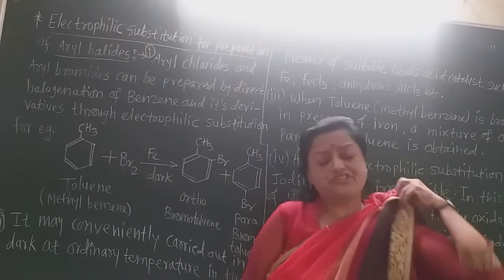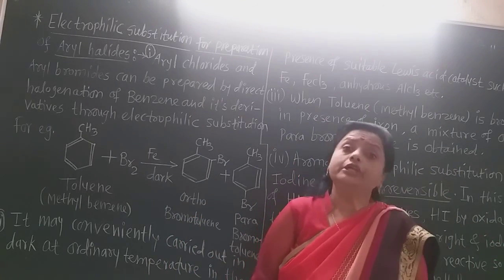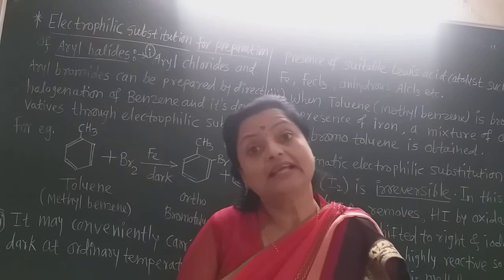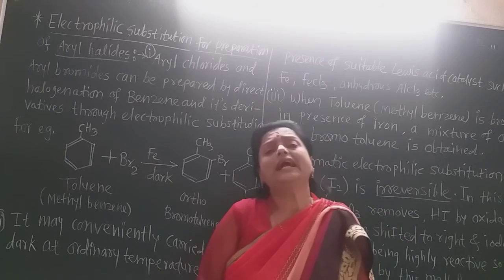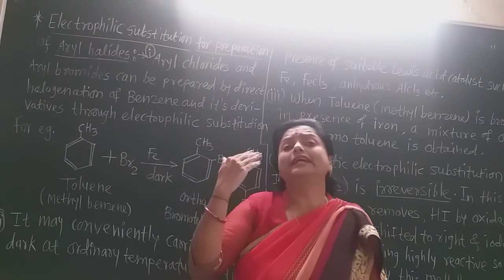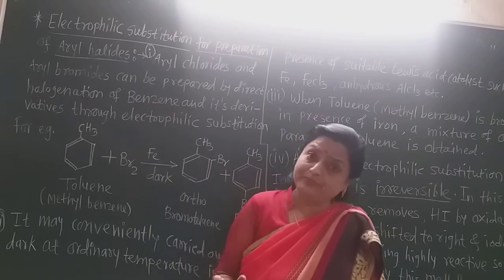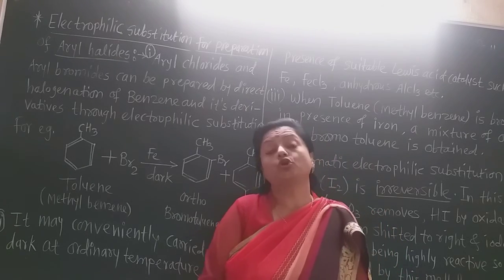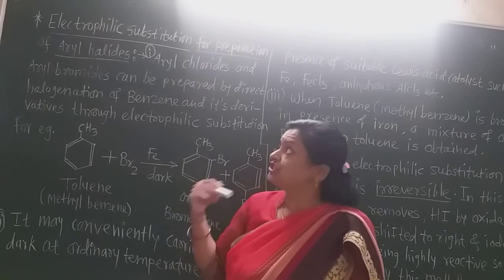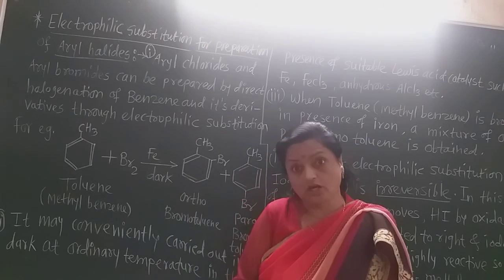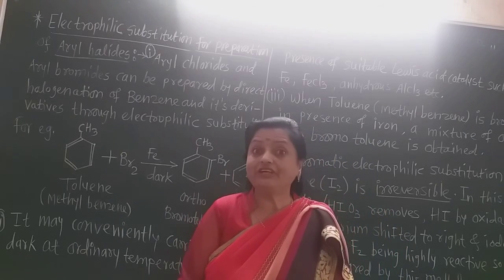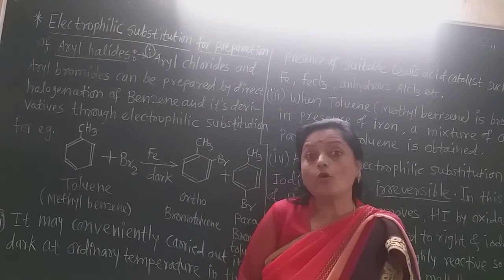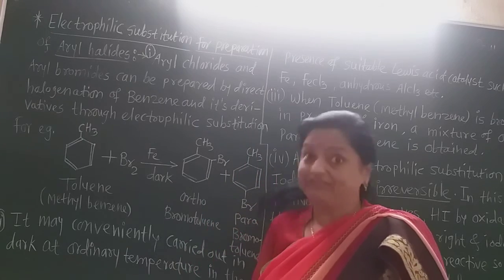Now, in the last few lectures we are learning the new chapter number 10 of section 2, that is halogen derivatives. In it we already learned the definition of halogen derivatives, classification, nomenclature, and now we are learning the preparation of halogen derivatives. This is the fourth and last method of preparation, that is for aryl halides. Aryl means aromatic halogen derivatives.